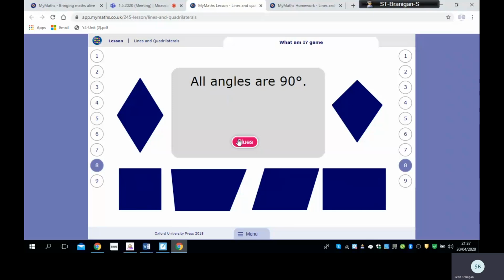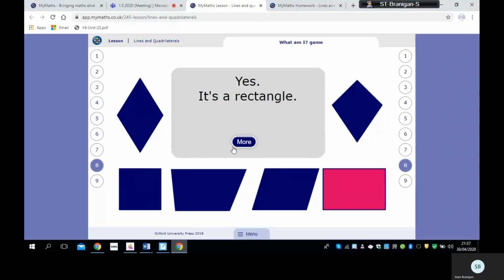All angles are 90 degrees. Well, it can't be the parallelogram or the rhombus, so it's now between the square and the rectangle. Not all sides are equal. The square has sides that are all equal, so therefore it must be the rectangle.